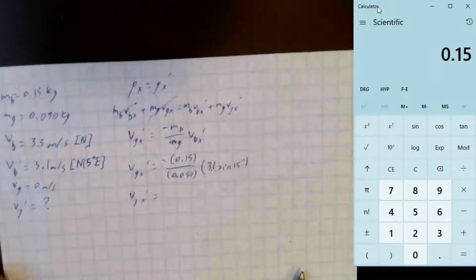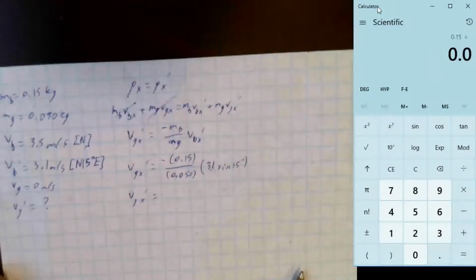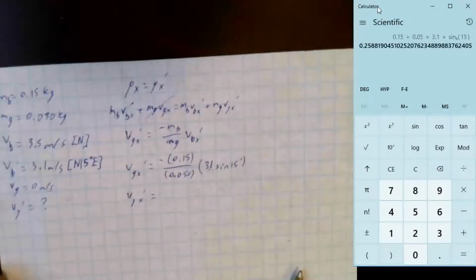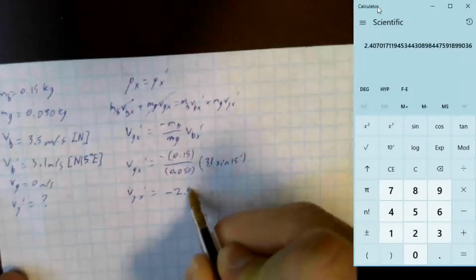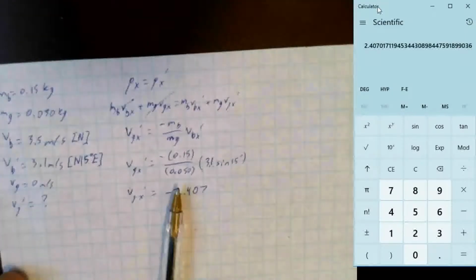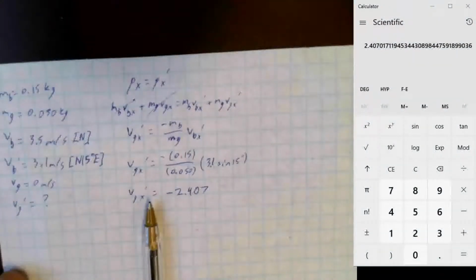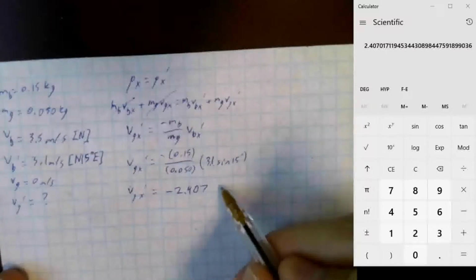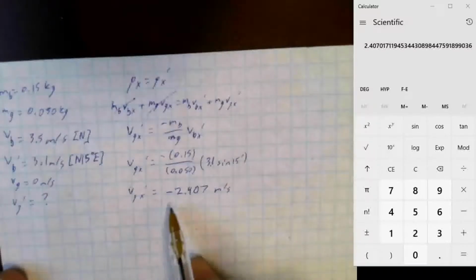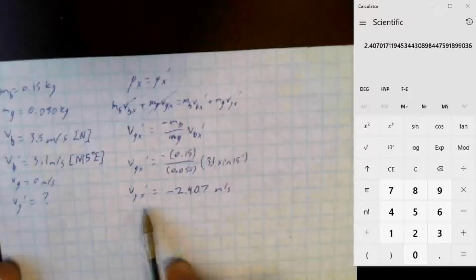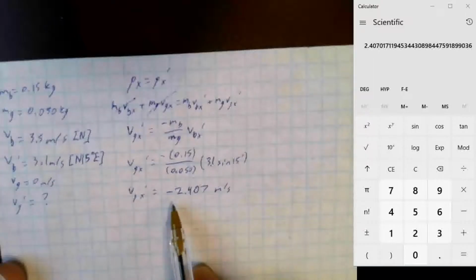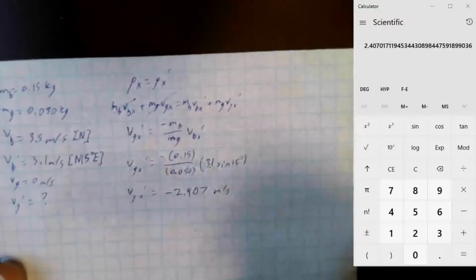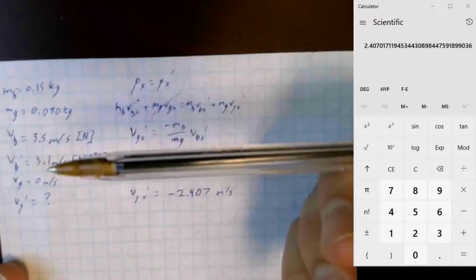So 0.15, I'll remember the negative and I'll just add it in after. 0.5 times 3.1 times sine 15. So it should be negative 2.407. And that's meters per second. I'll just leave it like this because I don't need this. This is not my solution. This is what I'm going to need for part of my solution. So this negative is telling me that it's going to be going to the west.